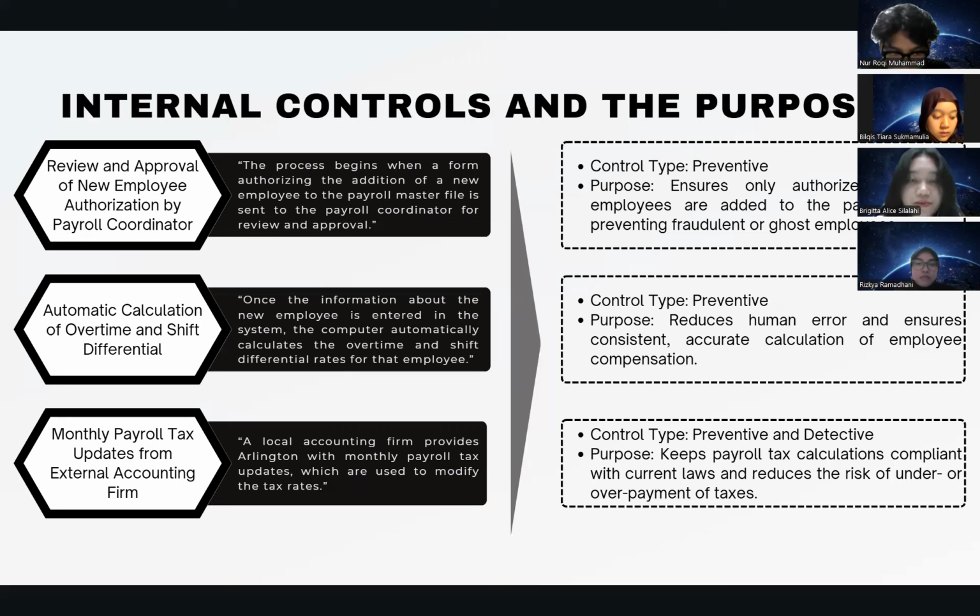The next is monthly payroll tax updates from external accounting firm. Here's the proof: a local accounting firm provides Arlington with monthly payroll tax updates, which are used to modify the tax rates. The control type is preventive and detective. The purpose is keeping payroll tax calculations compliant with current laws and reducing the risk of under or overpayment of taxes.